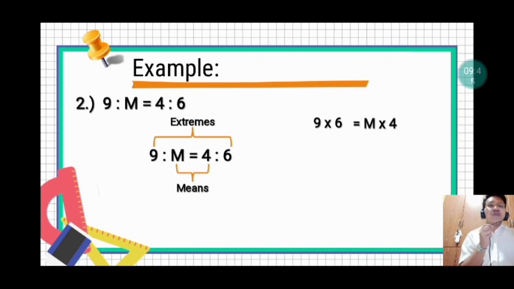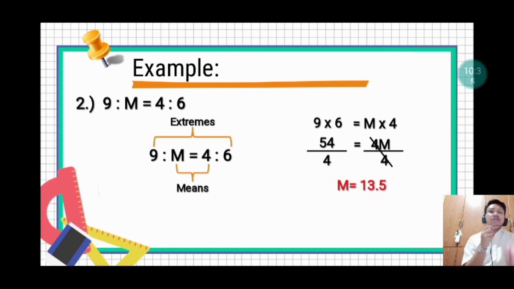And after doing that process, we need to simplify those terms. 9 times 6, that would be 54. And M times 4, that would be 4M. Now, we need to think of a number to replace the 4 with the M, so that the M will remain. So we need to divide both terms by 4. 4M divided by 4, cross it out, so bring down M. After that, we need to simplify 54 divided by 4. This would give us an answer of 13.5. So, M is equal to 13.5.